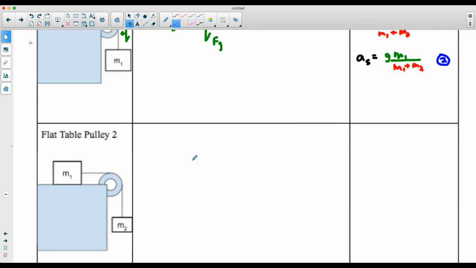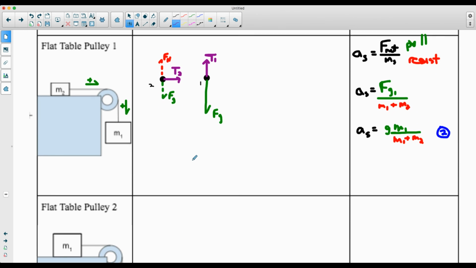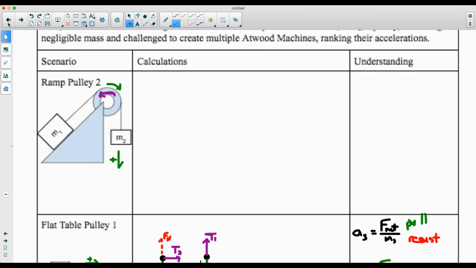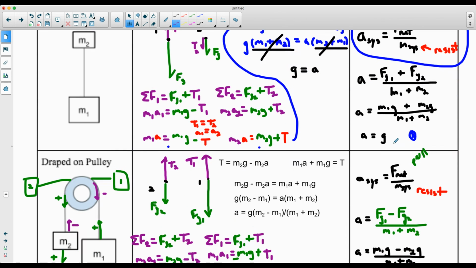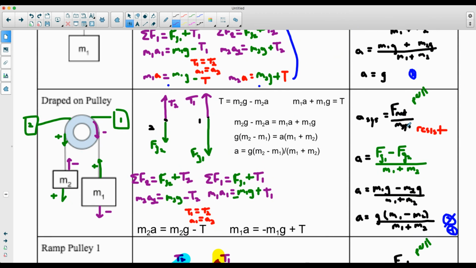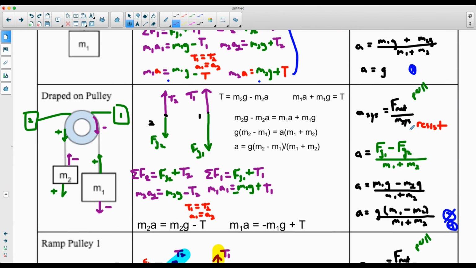So there's your Atwood machines. And truly, don't get excited about these as if there's something magical or mystical about them. There really isn't. All it is is F net over m. It's the F net of whatever's pulling divided by the mass of the system.